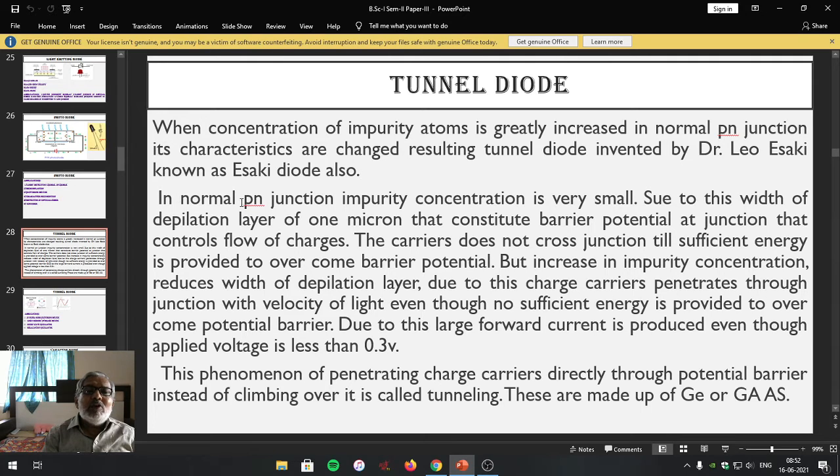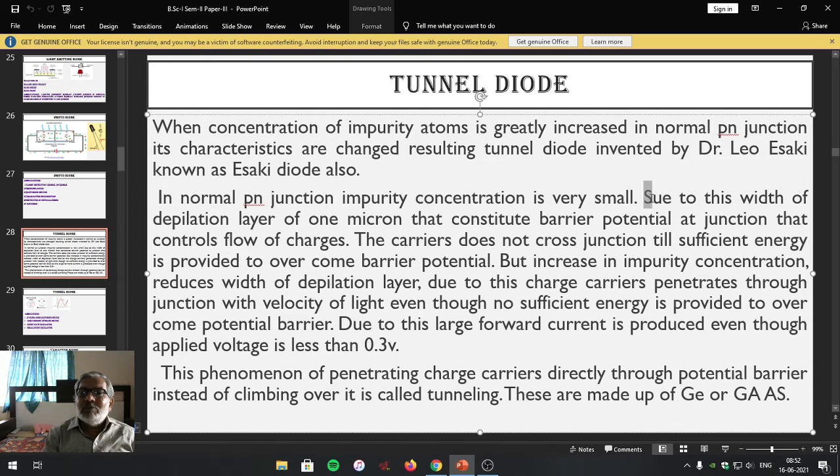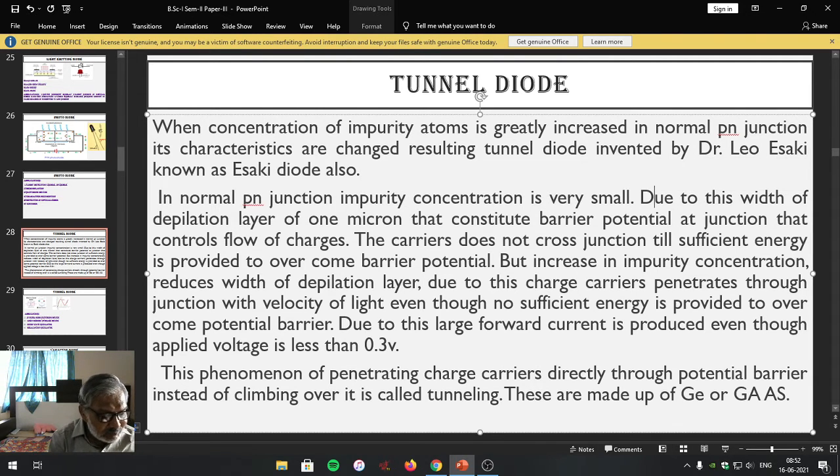Friends, in a normal p-n junction diode, impurity concentration is very small. Due to this, the width of the depletion layer is of 1 micron that constitutes the barrier potential at the junction that allows current flow due to motion of charges.